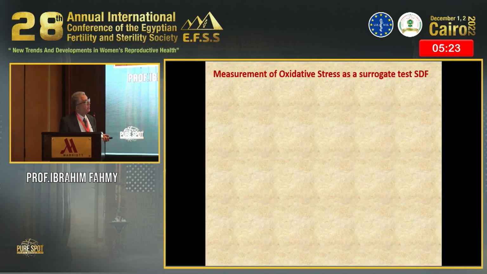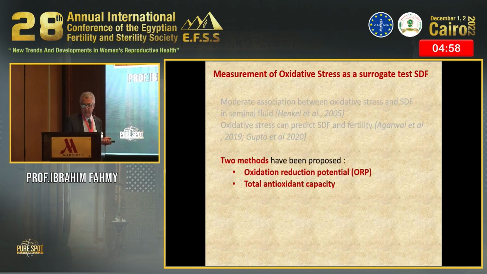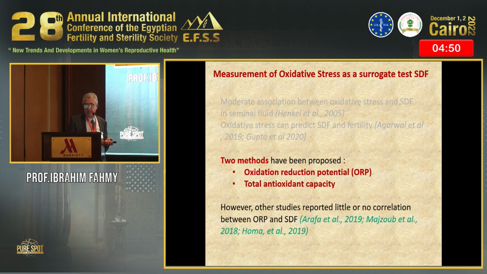Another method that has been developed as a surrogate to test sperm DNA fragmentation is to measure the oxidative stress in the seminal plasma. There is a moderate association between the presence of oxidative stress and the development of sperm DNA fragmentation, and oxidative stress can predict fertility a little bit. There are two methods: either we do oxidation reduction potential or total antioxidant capacity. However, other studies reported little or no correlation between them, and this is one of the debates which is still present.